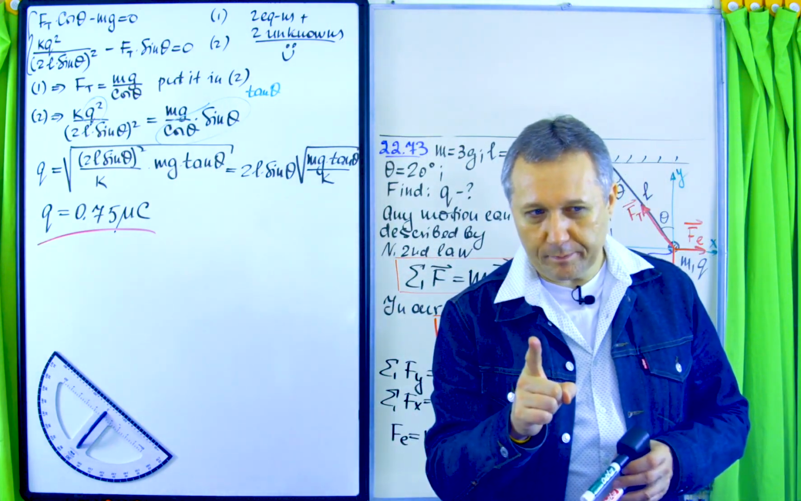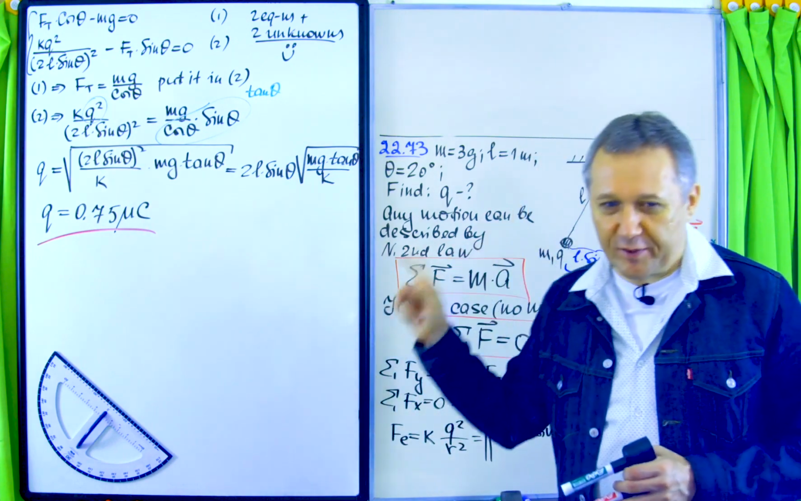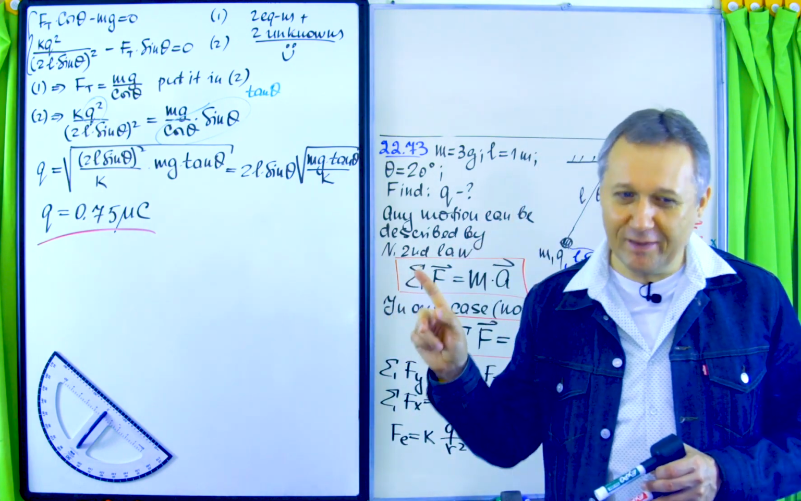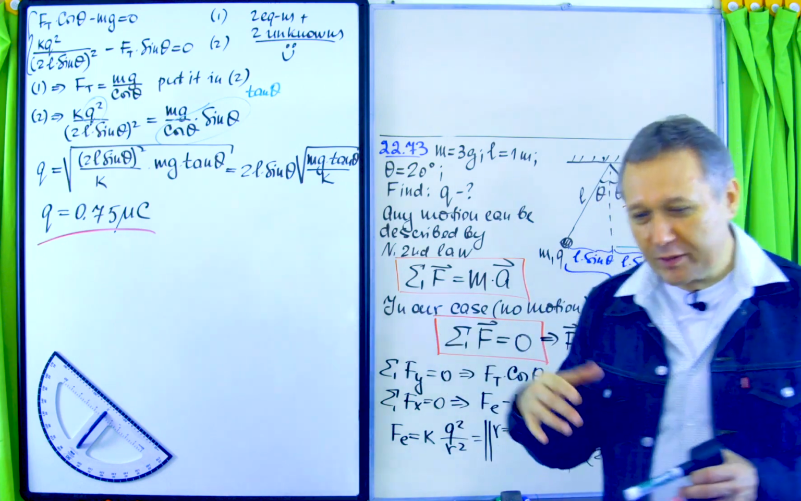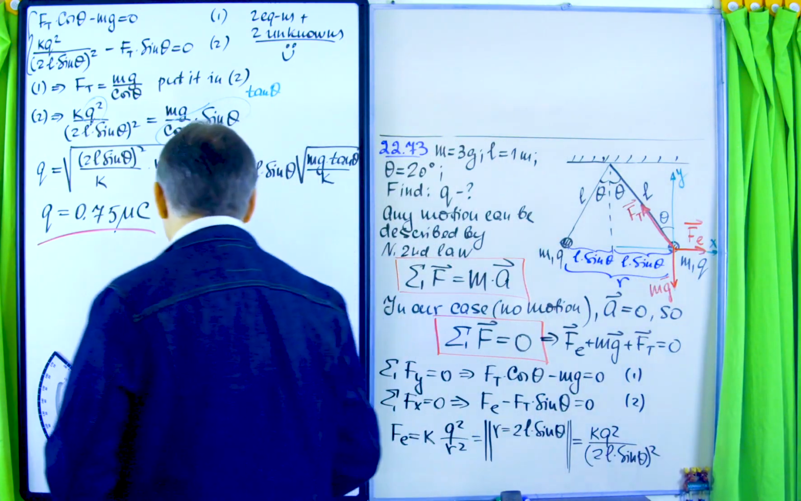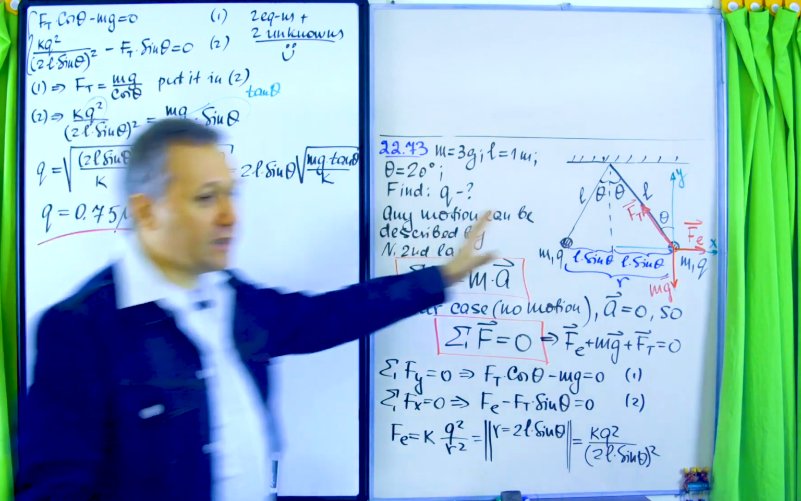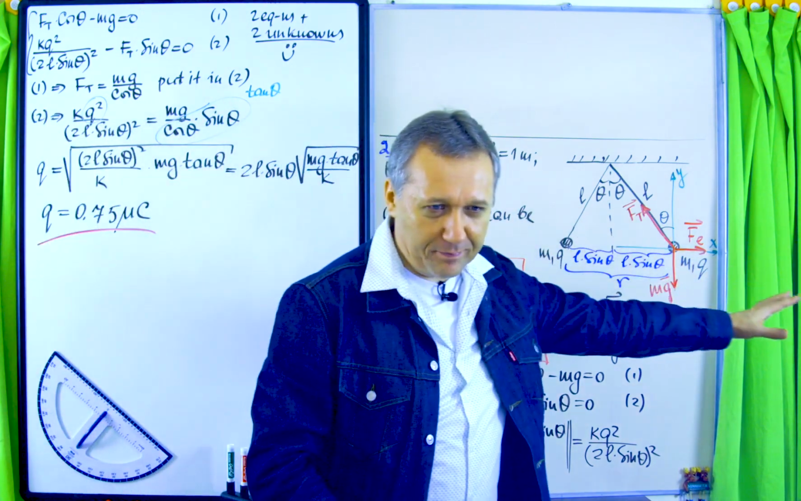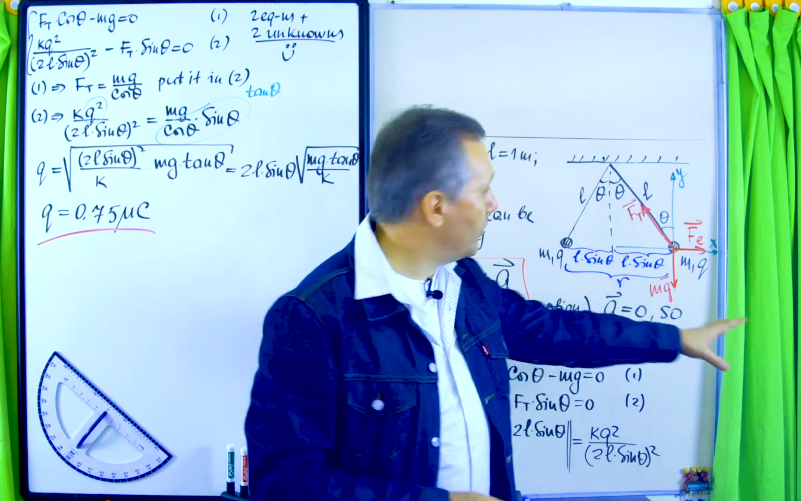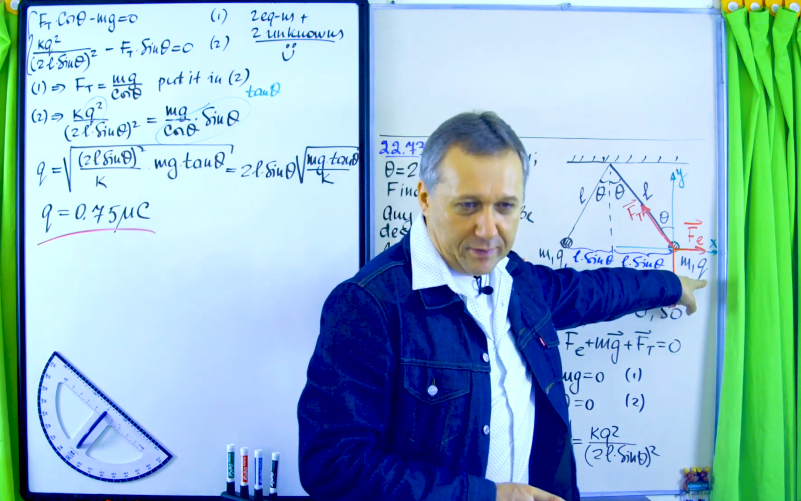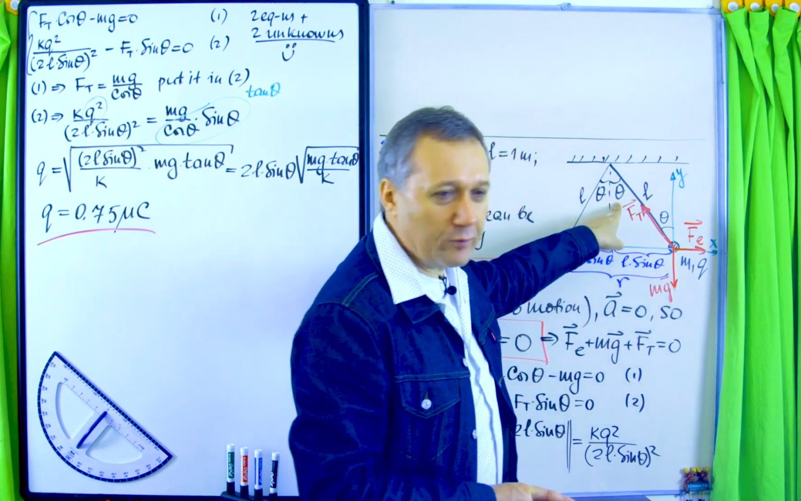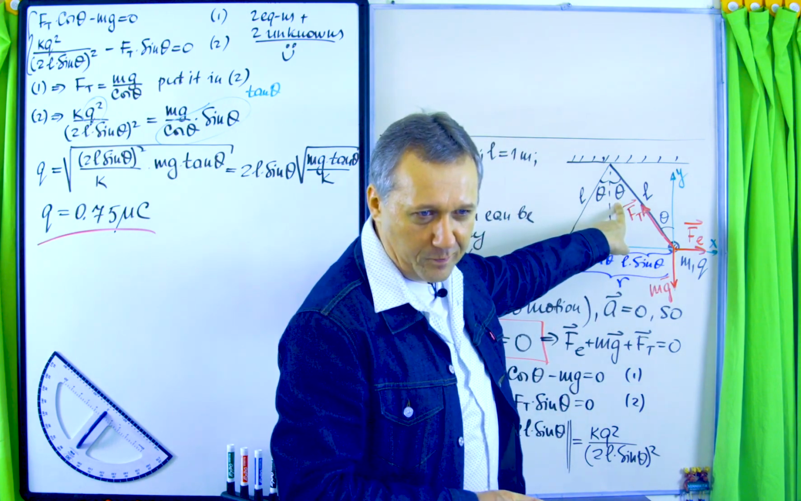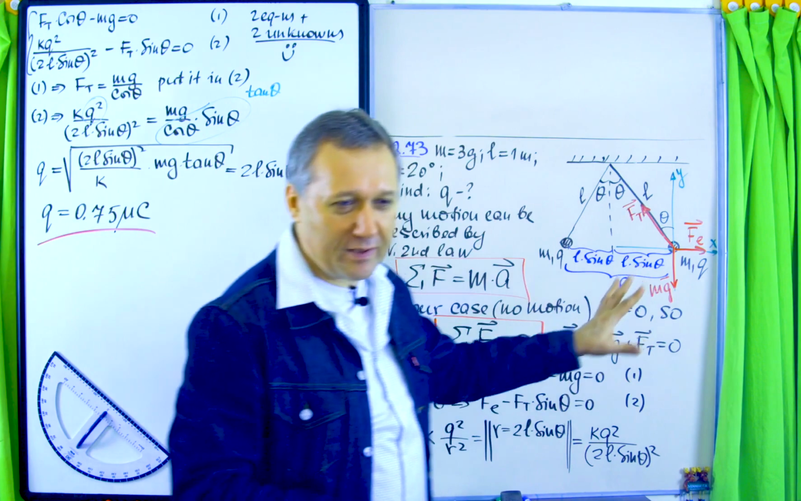In your homework, there is a very similar problem. I would say almost identical problem, right? But what is given is different, and what needs to be found is different. So basically, the physical situation is exactly the same. But in your homework problem, charge will be given. And what you will have to find is the angle. Otherwise, the problem is the same.